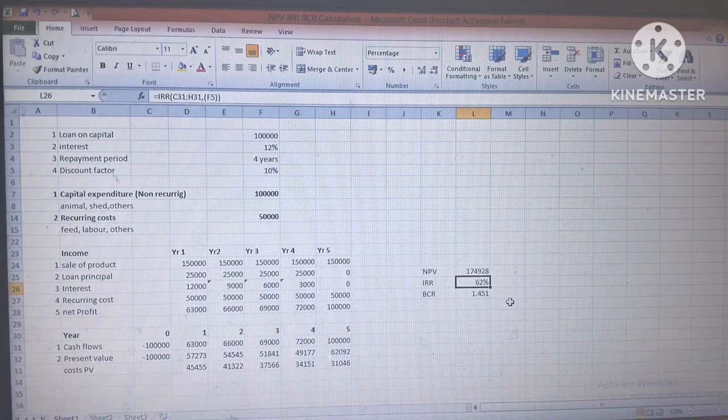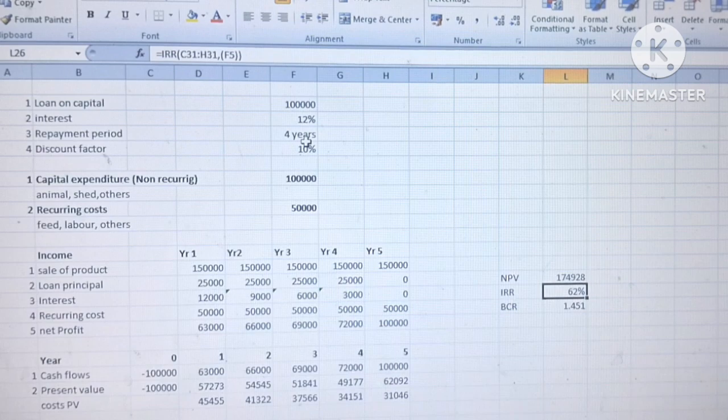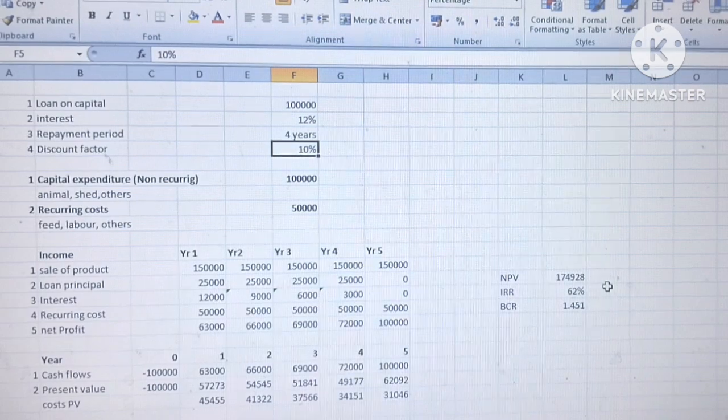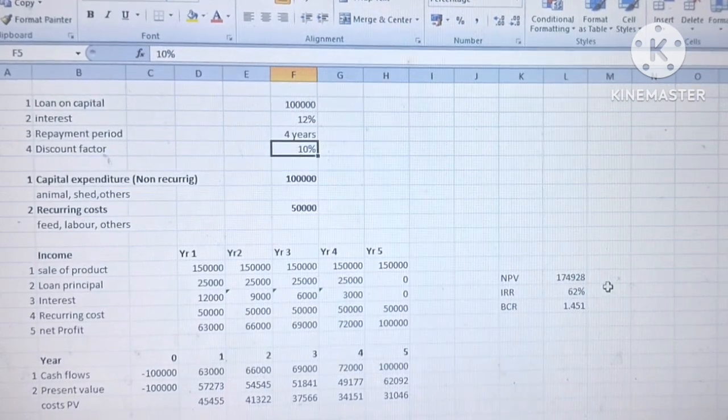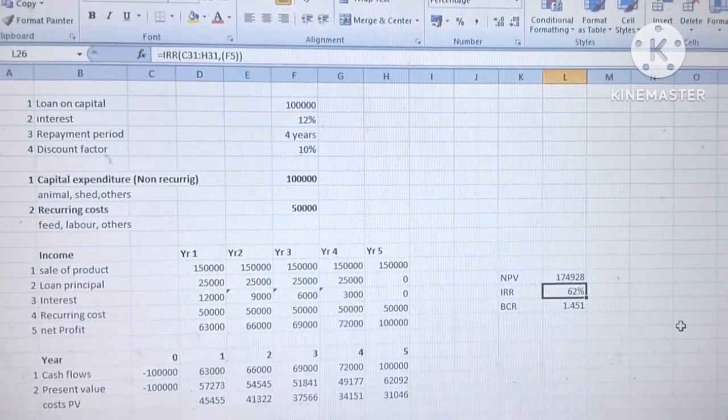So here in our case it is 62%, which is more than the discount factor that is used for calculation of the NPV. So if we get an IRR value more than the discount factor that is used for calculation of NPV, then our project is worthwhile. We can take up the project for further processing. So that is the interpretation of the IRR value. In some cases, the IRR values may also be more than 100.